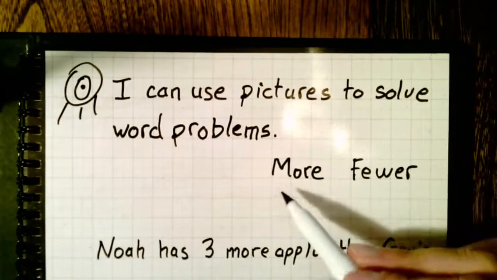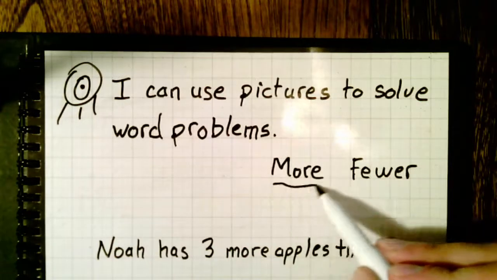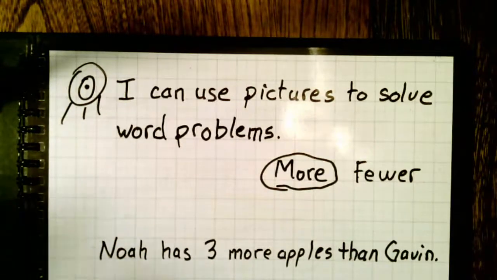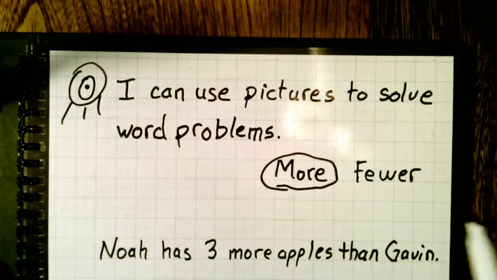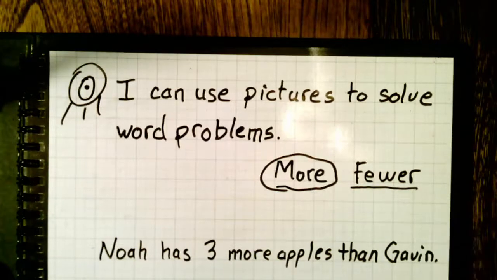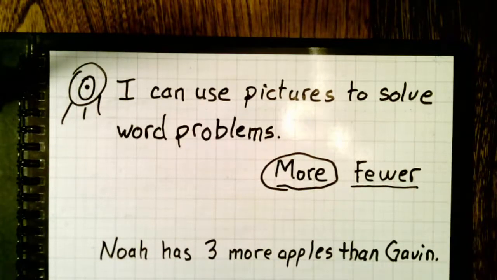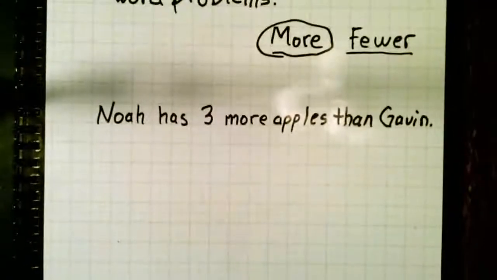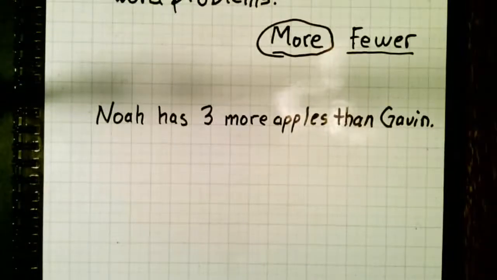Okay, so if somebody has more, we'll circle it. That'll help us to really focus in on what's happening in our word problems. And if someone has less or fewer, we're going to underline it. So, more and fewer. So, imagine I told you that Noah has 3 more apples than Gavin.